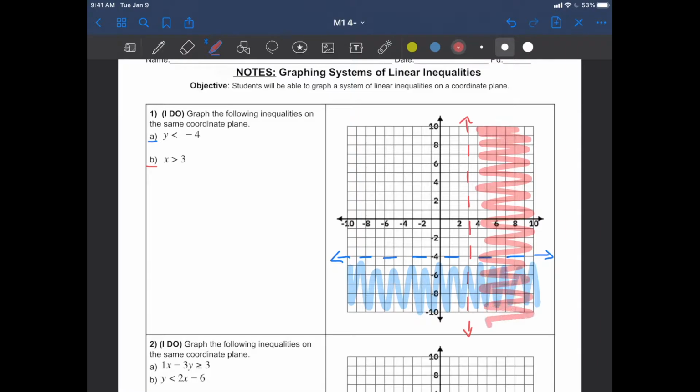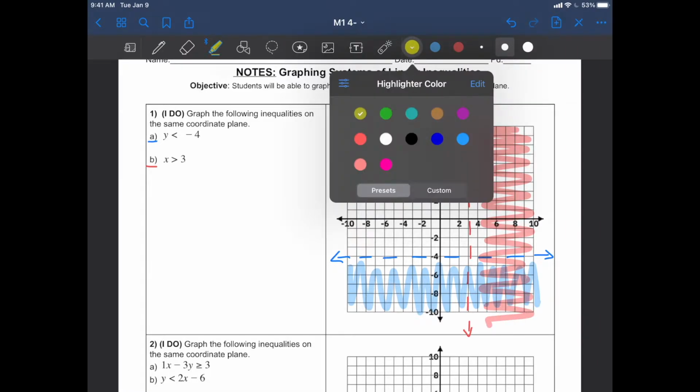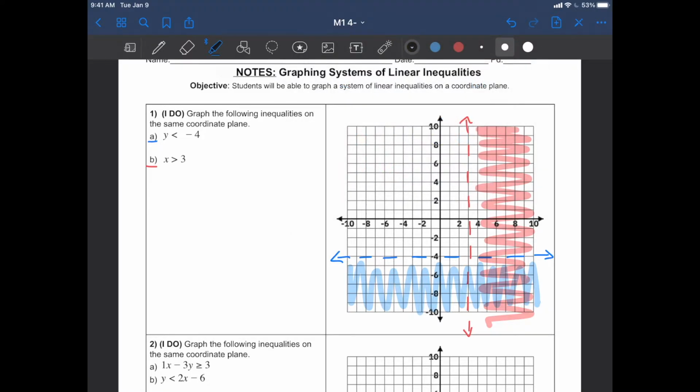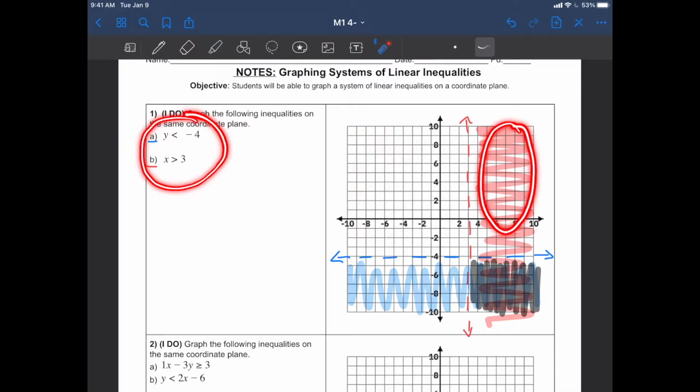of 3. And this overlapping part right here, I'm going to change the color, maybe do something a little bit darker. This overlapping part is actually where the real solutions are, okay? It has to be overlapping. So nothing in here is actually a solution to the system over here, because it's only a solution for x is greater than 3, but it is not a solution for y is less than -4.